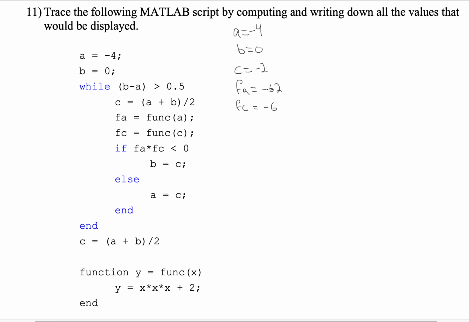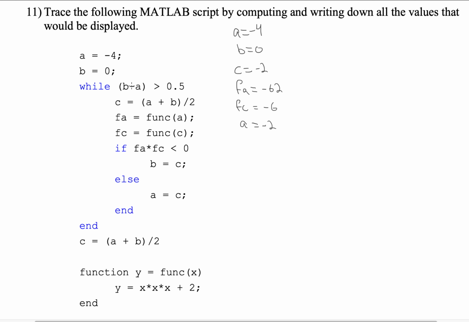It says if fa times fc is less than 0. Let's see. We have a negative number and a negative number. If you multiply them together, it's a positive number, so it's not less than 0. So this is not what we do. Else, a is equal to c. Since it's positive, we do this part: a is equal to c. So our new a value is our old c value, which is -2, and end.